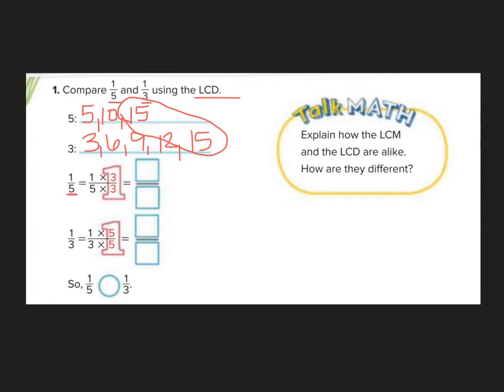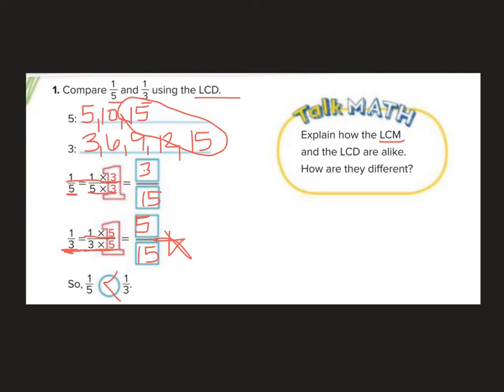So what do I need to multiply 5 by to make it 15? 3. So I'm going to do 5 times 3 is 15. 1 times 3, I have to do the same, is 3. Here I have 3, so I have to multiply by 5 to make 15, and then I multiply the numerator by the same. 1 times 5 is 5. Okay, so I'm working with 3/15 and 5/15. 5/15 is bigger, so that means that 1/3 is a greater fraction.